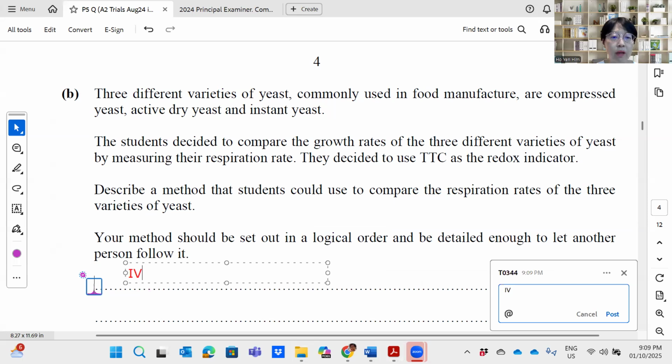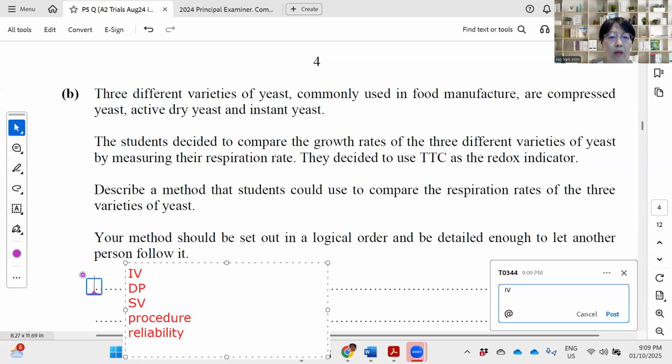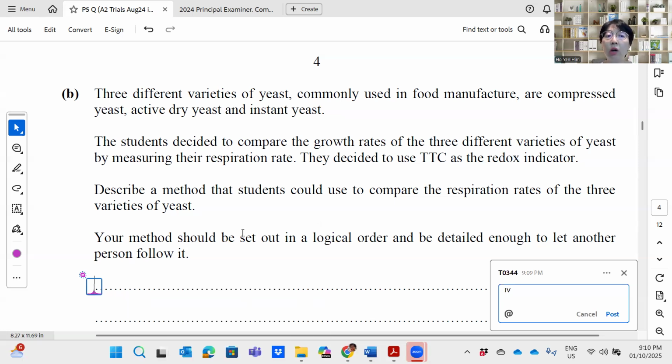Of course, the easiest way for you to write is with subtitles: number 1, independent variable, followed by dependent variable, then standardized variables, then the detailed procedure, then reliability, and safety precautions. Correct? This is the best way for you to think of the points to write, but sometimes you need to rearrange them according to which one comes first, especially when the question says in logical order. This is something that I think is important to know.